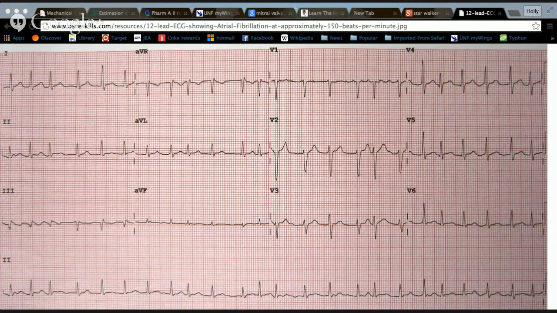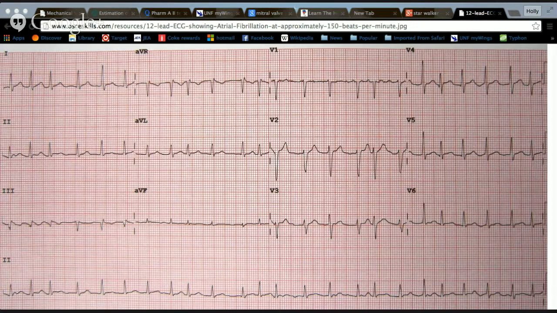Part 3, axis, looking at leads 1 and AVF. Lead 1 is upright, and AVF, the QRS is upright as well, so that's a normal axis.